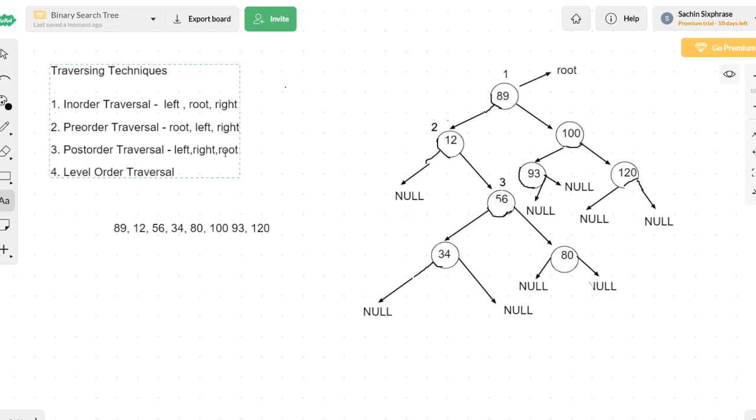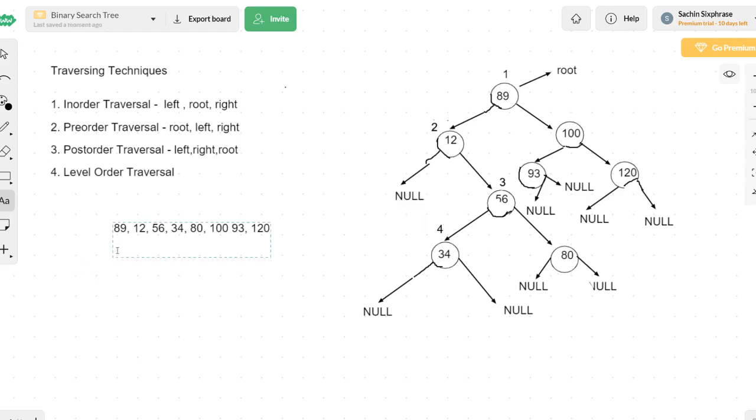Coming to 56, again you will try to move to left side if possible, so you will move to 34. From 34, left side is not possible, null, so you will not be able to move. Then the next preference is for right side, so right side is also null. So for this node 34, left is completed, right is completed. Now the last one is root, which means 34.